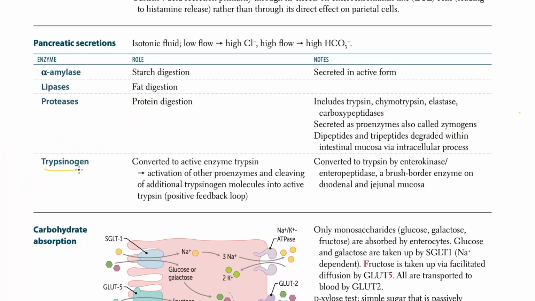Trypsinogen is converted to active form trypsin, leads to activation of other proenzymes and cleaving of additional trypsinogen molecules into active trypsin. Positive feedback loop. Positive feedback loop meaning trypsin activates itself. So if you have a trypsin, you got this. Once you make a trypsin, you're activating it yourself. That's a positive feedback instead of negative feedback, which inhibits it. So it has a positive feedback on itself.